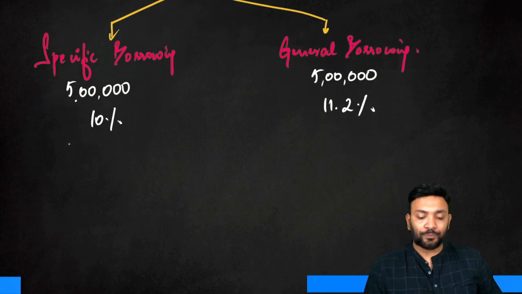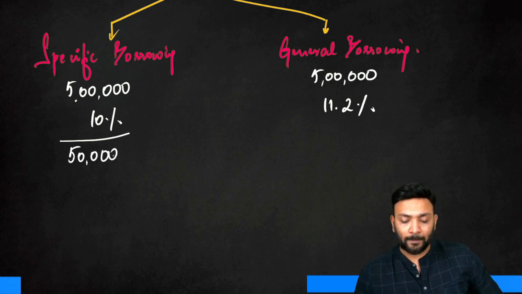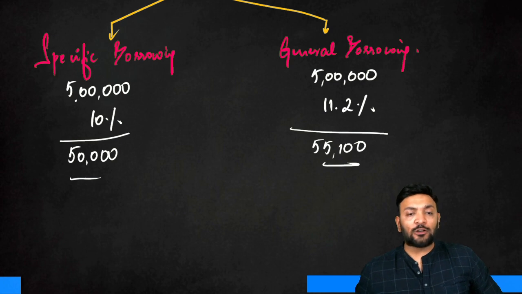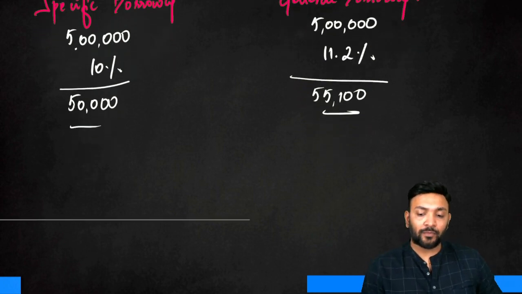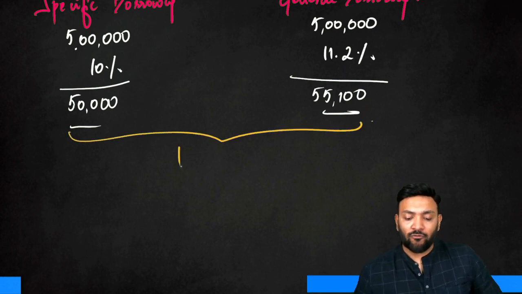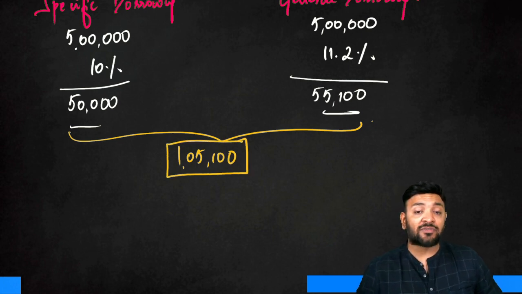Now calculate. Amount eligible to be capitalized is 50,000, and 55,100. Therefore, the total amount of borrowing cost eligible to be capitalized, a combination of both, is 1,05,100 on the cost of the asset.